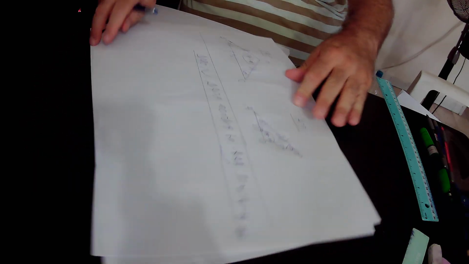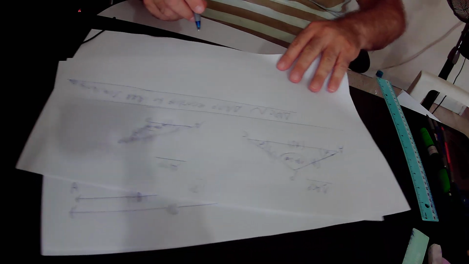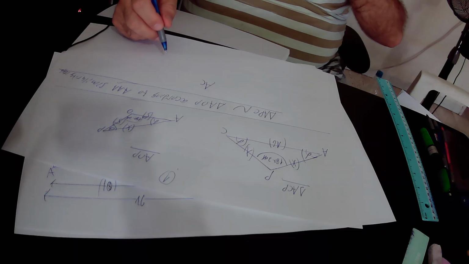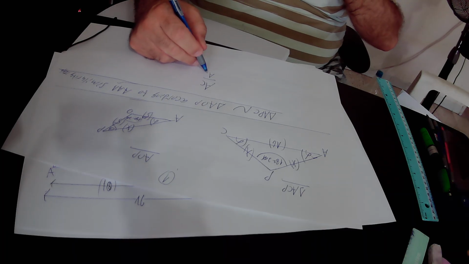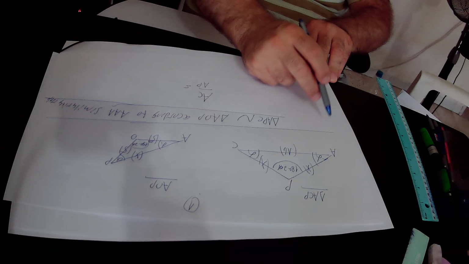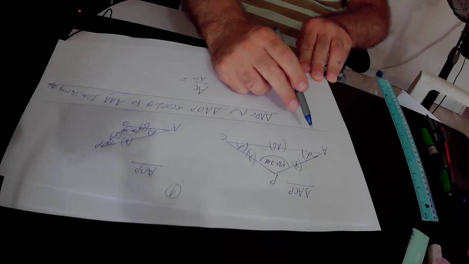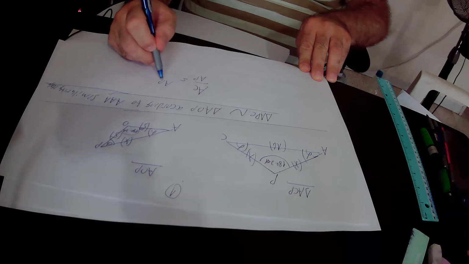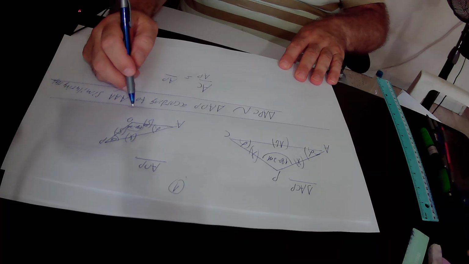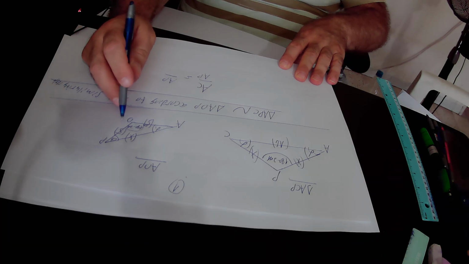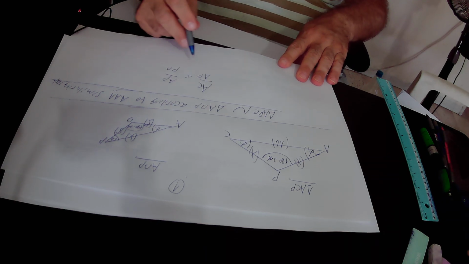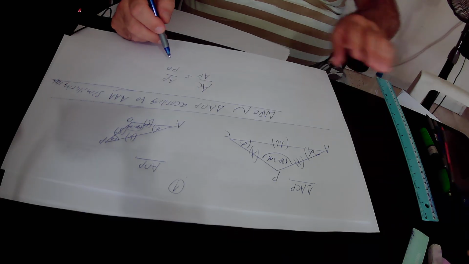So side AC over side AP is equal to side AP of the big associated triangle ACP over side PO of the small associated triangle APO. So in total, we found out that AC over AP equals to AP over PO.